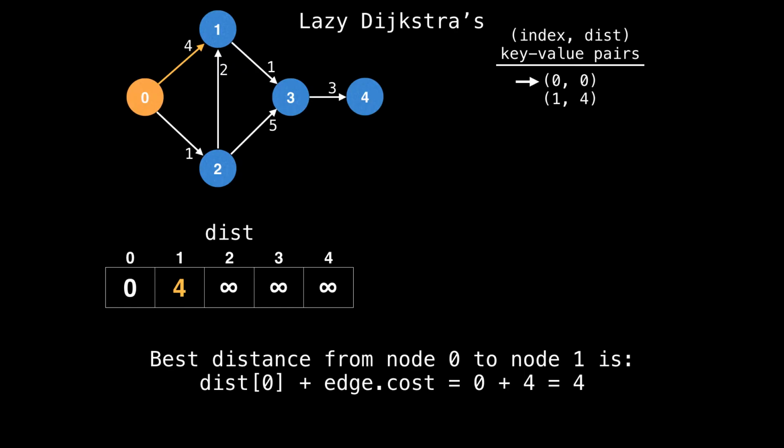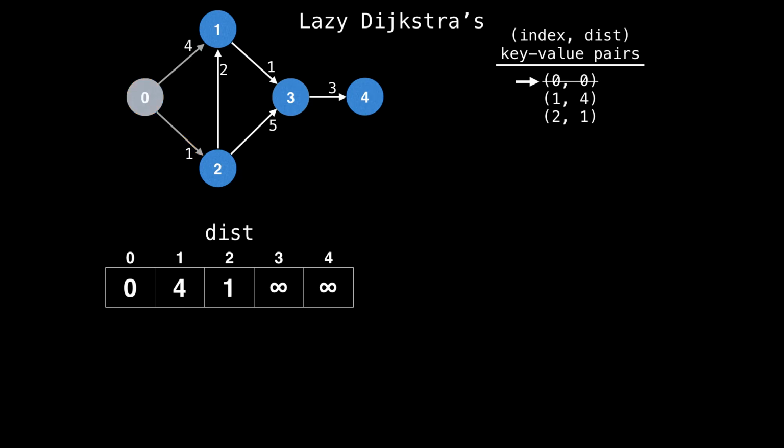From node 0, we can visit node 1 by using the edge with a cost of 4. This gives us a best distance of 4, so we can update the best distance from infinity to 4 in the dist array. Also add this information to the priority queue. Next, we can visit node 2 from node 0. Just like the last node, we can update the optimal distance to reach node 2 from infinity to 1. Additionally, add that node 2 is reachable with a distance of 1 to the priority queue. So that concludes visiting all the edges for node 0.